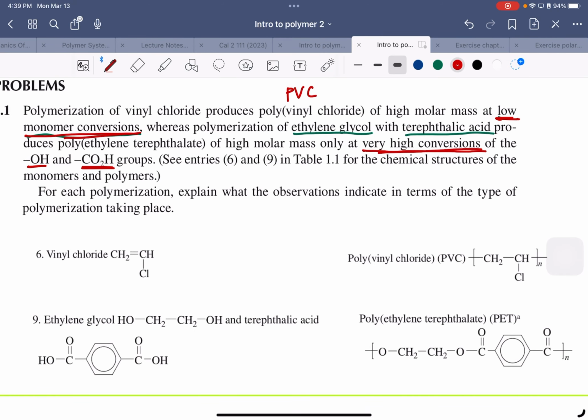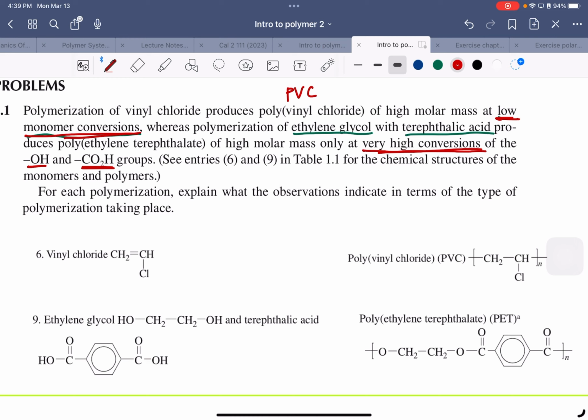So as you may see, this is the first one. Vinyl chloride. It says it's the low monomer conversions. Okay, that is producing the PVC. Okay, and this, I believe, will give you a brief intro on how we can at least differentiate from the structure. So if we see the vinyl chloride, we see the double bonds, right? We see the double bonds here.